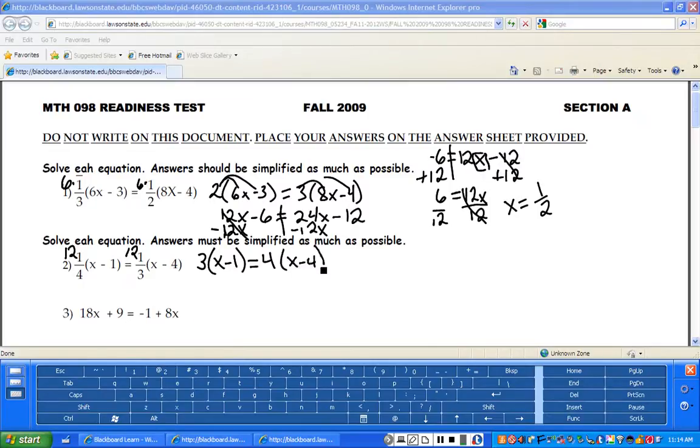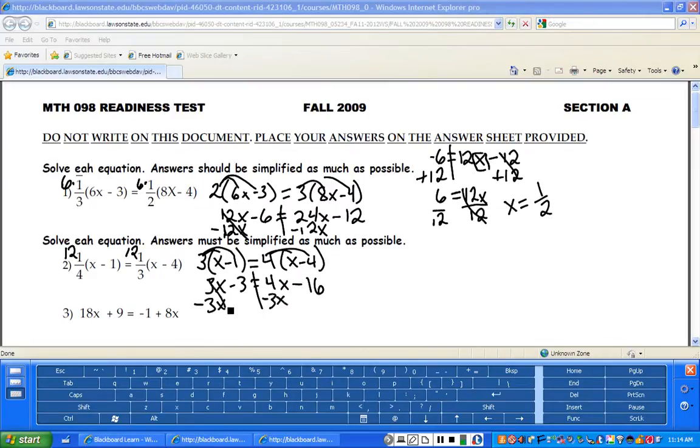Okay, so the fractions are now gone, so we can distribute at this time. 3 times this, 3 times that, 4 times x, 4 times the negative 4, so that gives me 3x minus 3 equals 4x minus 16. Okay, once again, both sides of the problem contain a variable, so I like to move the smaller variable over to the larger. Since this is a positive 3x, I subtract 3x to move it.